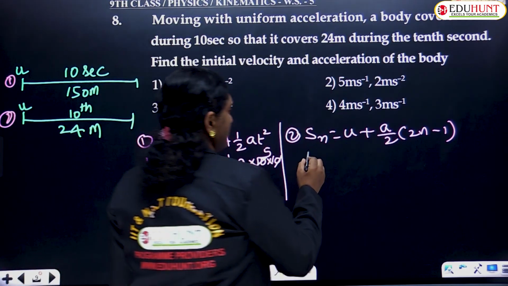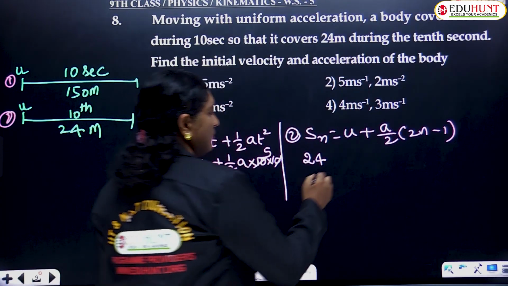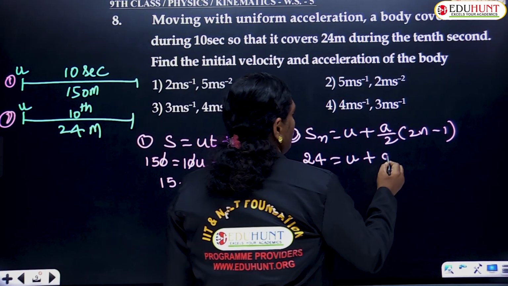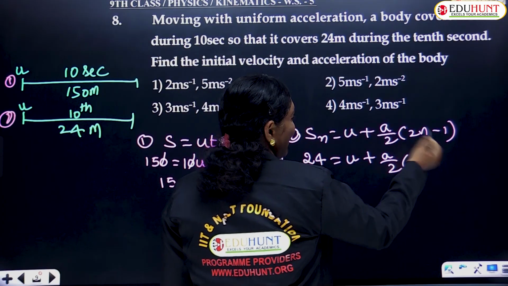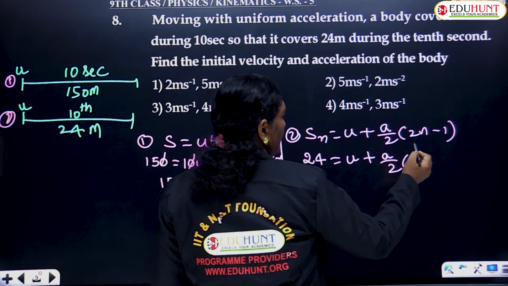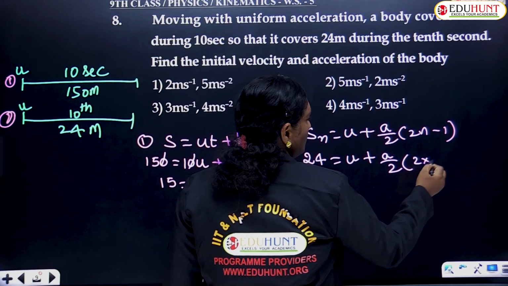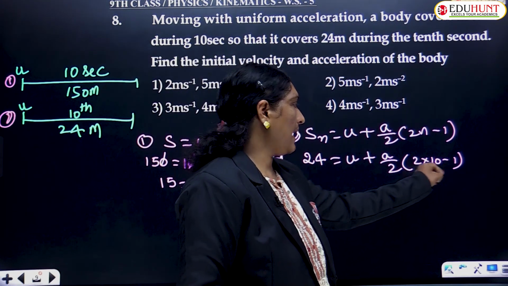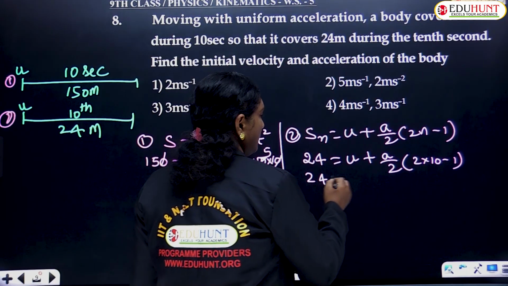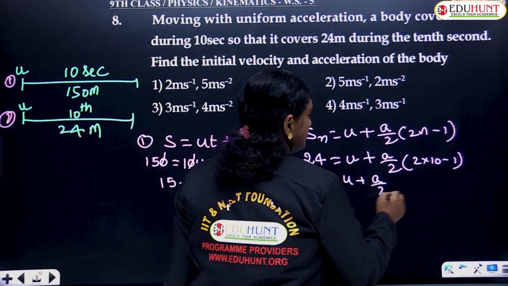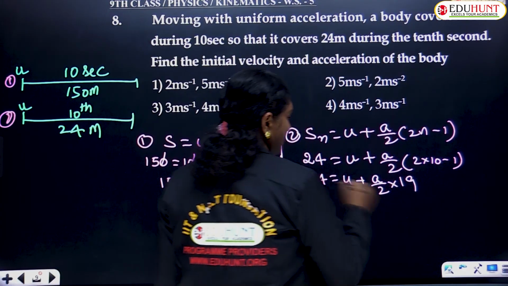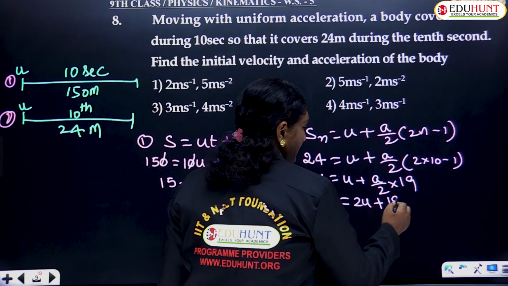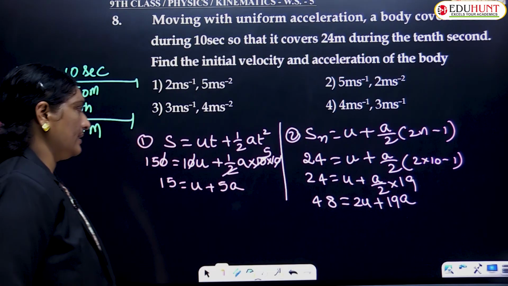Moving to the second equation, the distance covered in the nth second was given as 24 meters, and with initial velocity u and acceleration a, it is u plus a by 2 into 2n minus 1. The 10th second is given, so n is taken as 10, 2 into 10 minus 1. 2 into 10 is 20, 20 minus 1 is 19, so 19 by 2. Hence 24 equals u plus a by 2 into 19. Taking the LCM, 2 brought here, 48 equals 2u plus 19a. Let this be the second equation.